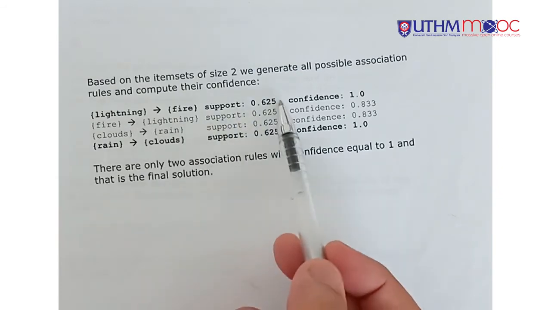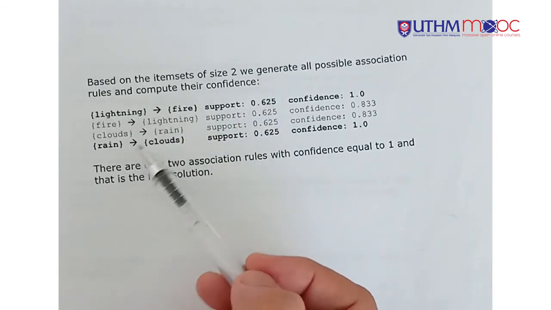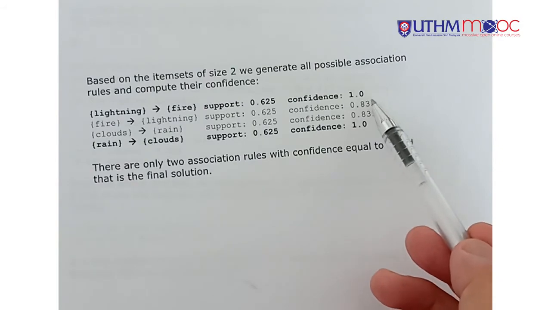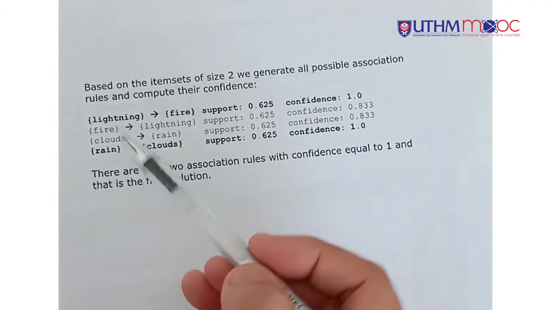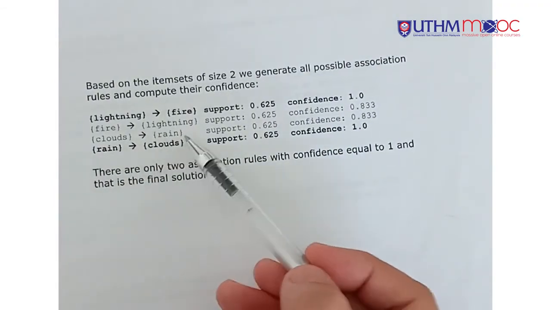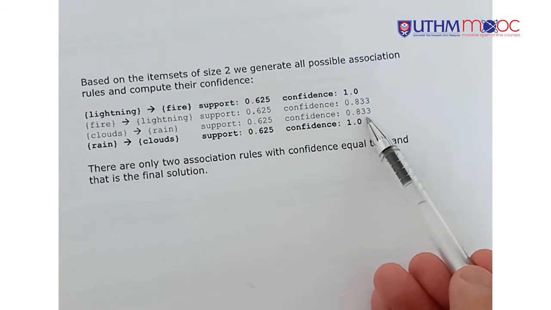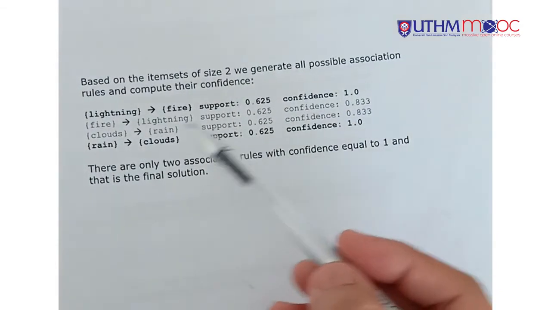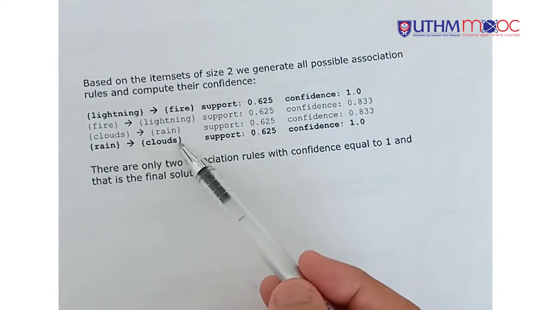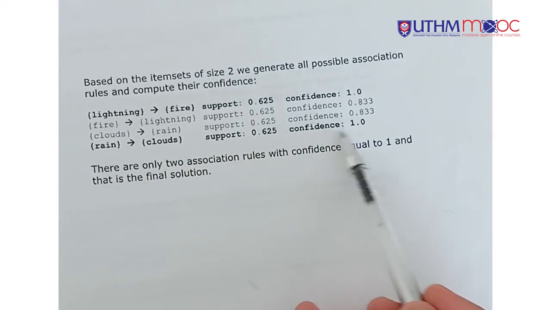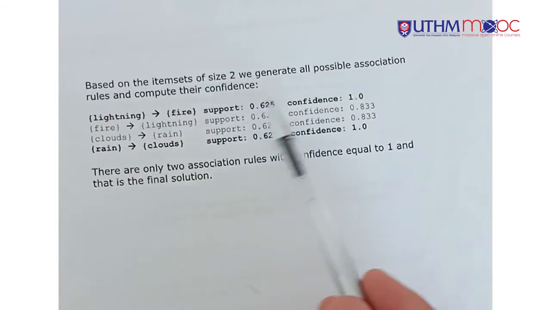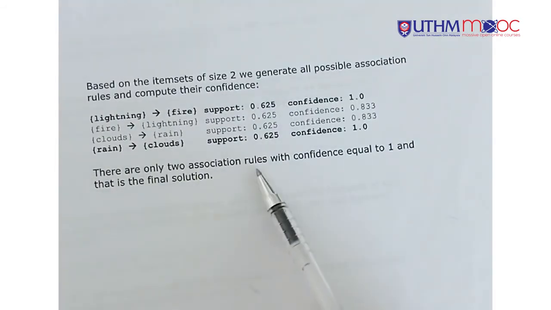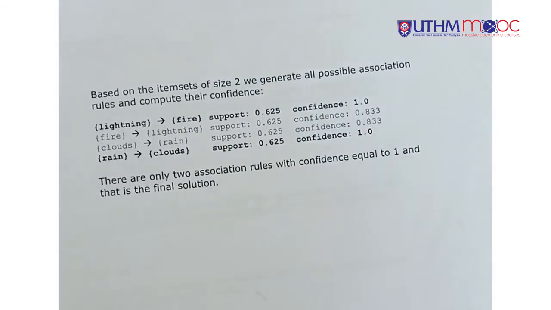Then you go back to the other rules, and you will find the confidence is 0.83 for fire to lightning, and the same goes for the third rule, clouds to rain. If it clouds, then it rains. The confidence is also 0.83. The final rule, if it rains, then there are clouds. The confidence is 1. So from the final rules that we have here, there are only 2 rules with confidence equal to 1, and that is the final solution.